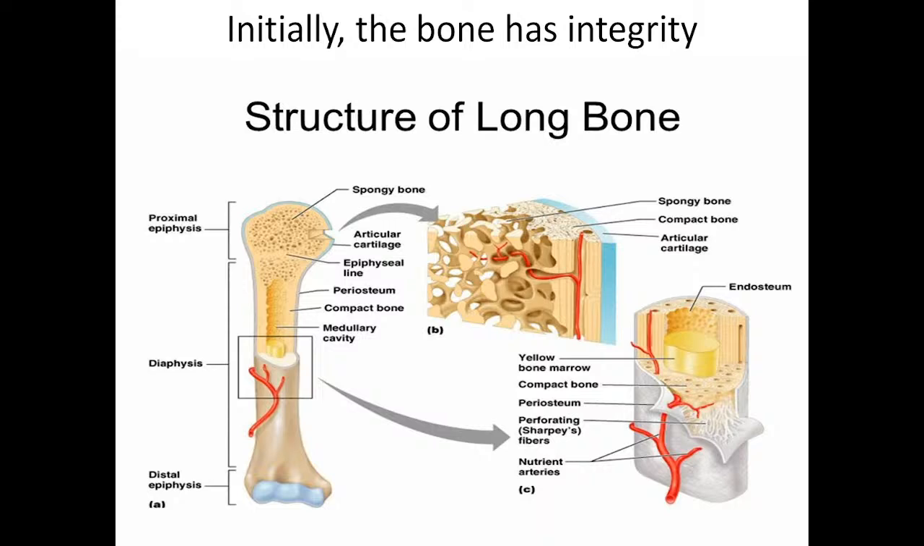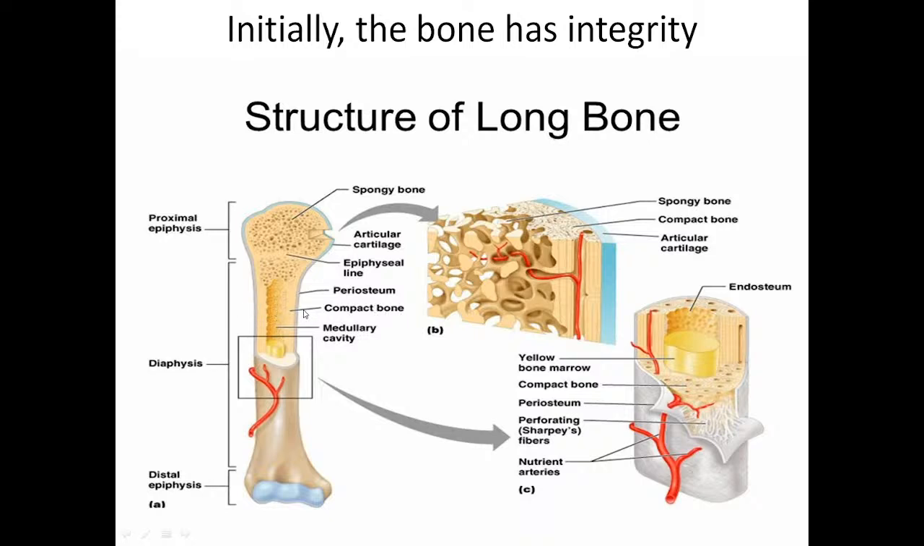But now we talk about the structure of the bone. Let's remember the structure. In this slide you can see the parts of the bone. Initially the bone has integrity and continuity, and a normal bone has the proximal epiphysis. The proximal epiphysis consists of spongy bone, articular cartilage, and the epiphyseal line. The epiphyseal line is the growth plate. The next part of the bone is the diaphysis.